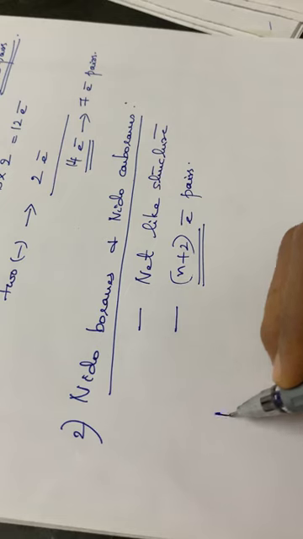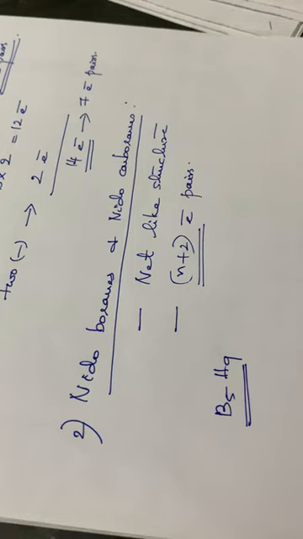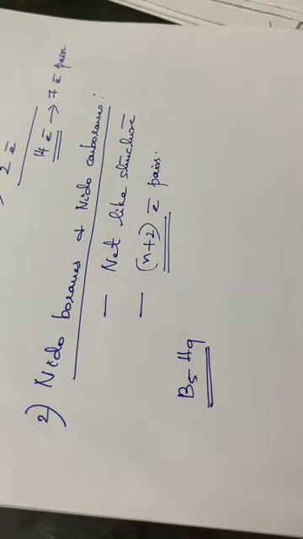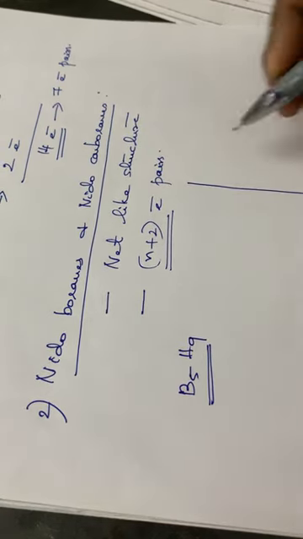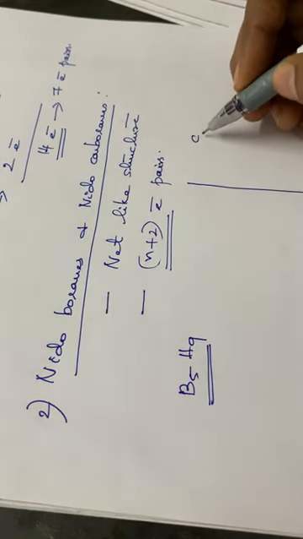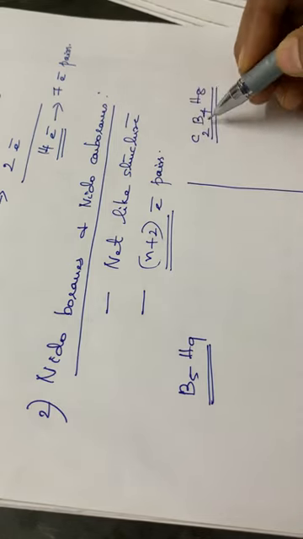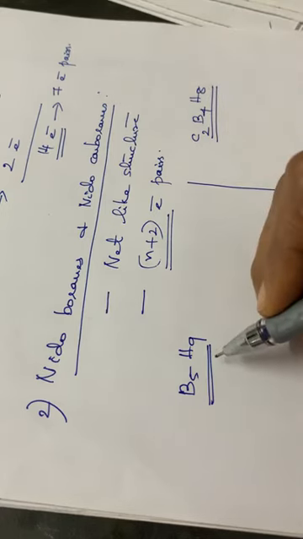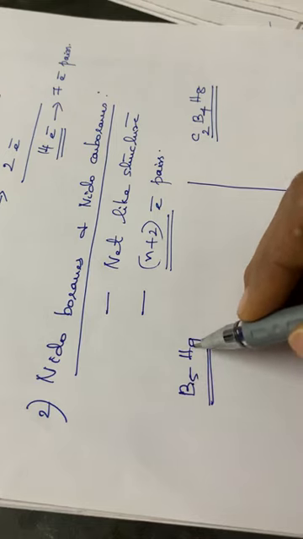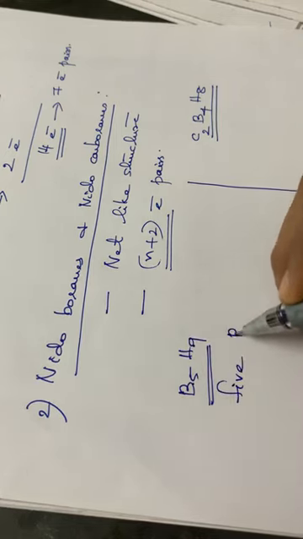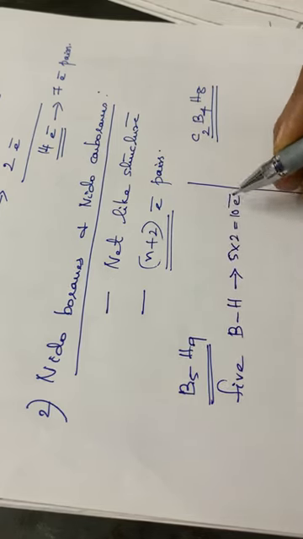Then the next one, nidoborane, that is B5H9, that is BnHn plus 4, isn't it? B5H9. So on one side I am writing the nidoborane, and on the other side I am writing the nidocarborane, that is C2B4H8. This is a nidocarborane, C2B4H8. So first of all you have to calculate this nidoborane. How many BH units are there? B5H5, isn't it? So 5 BH units are there. 5 BH units means it will be contributing 5 into 2, that is equal to 10 electrons.